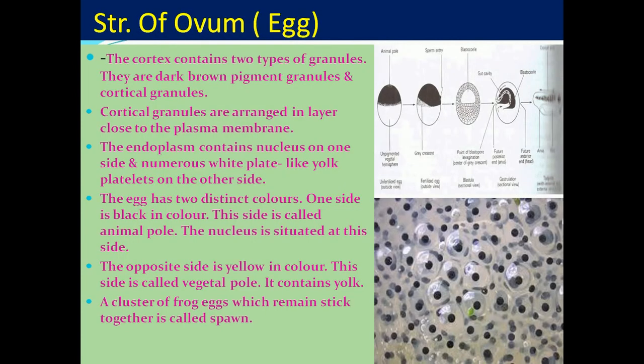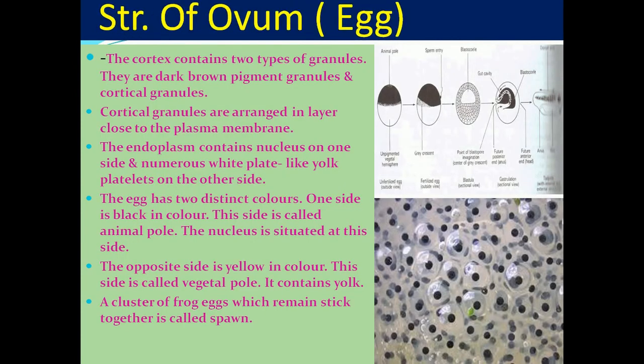This is the structure of spawn where many eggs are held together by the jelly covering. Now the next one: when we studied the structure of an egg, the cortex contains two types of granules, the dark brown pigment granule and the cortical granule. These cortical granules are arranged in a layer close to the plasma membrane. We see that the egg is surrounded by three membranes: plasma membrane, vitelline membrane and the jelly coat. The endoplasm contains the nucleus on one side and numerous white plate-like yolk platelets on the other side.